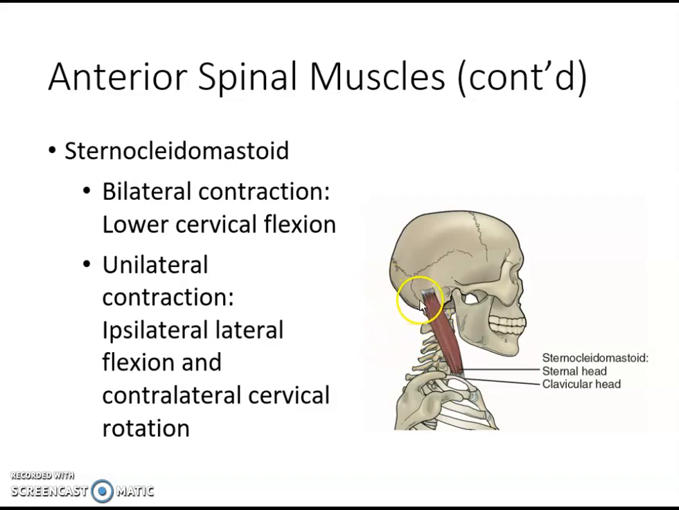With the SCM, if it gets tight, or if it gets contracted, especially in newborn, it may lead to torticollis with the typical pattern of same side flexion and opposite rotation of the cervical spine.